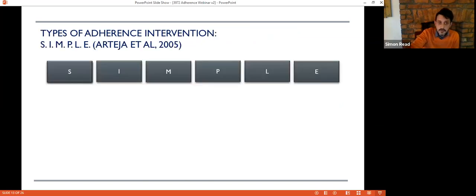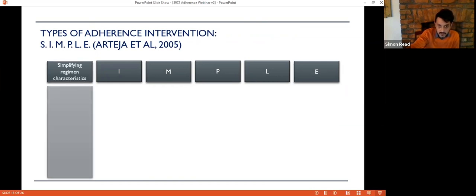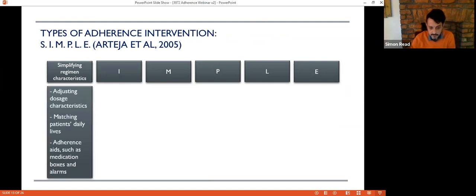So just going back to the simple categorization, I want to offer you a little bit more granularity on what kind of interventions we're talking about here and how they work in terms of adherence. So in terms of simplifying a regime, some of the specific activities a clinician may attempt would involve adjusting characteristics of the dosage, such as timing, frequency, and so on, wherever possible so that it best matches patients' daily lives.